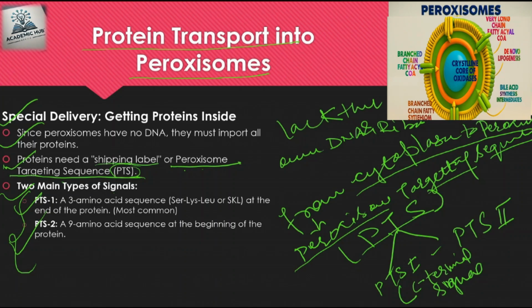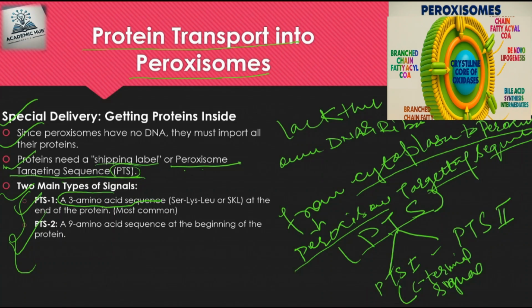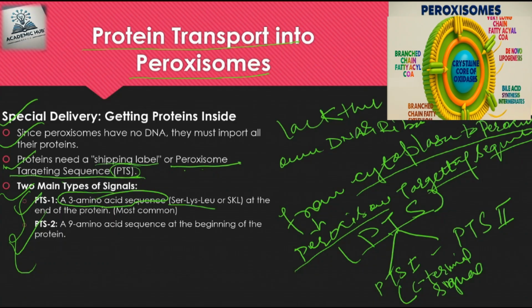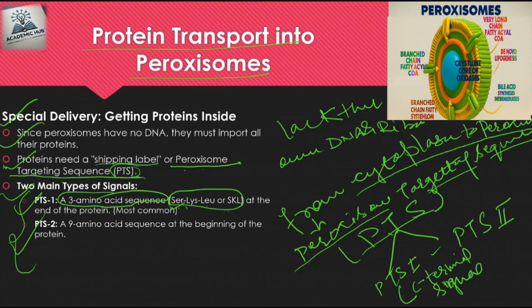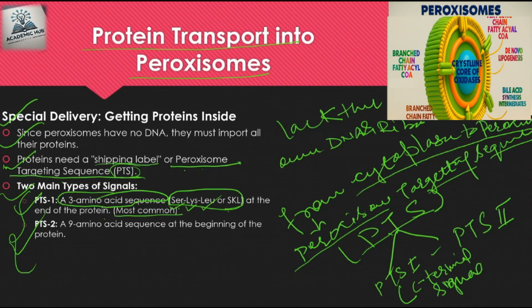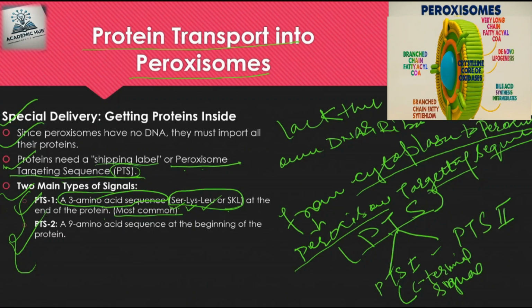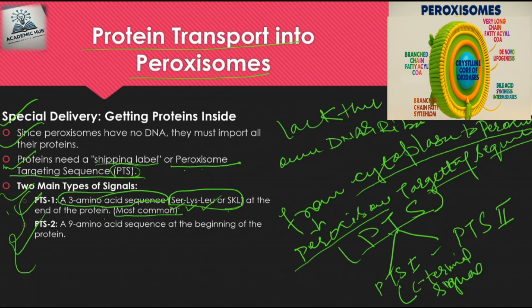The structure is a specific sequence of just 3 amino acids: serine, lysine and leucine, or SKL, at the end of the protein. This is the most common one. Prevalence: the majority of peroxisomal proteins utilize this PTS1 signal for import.